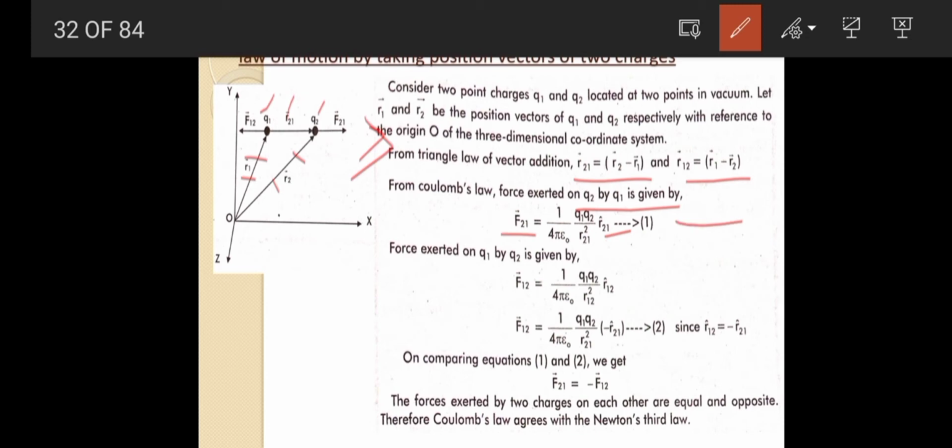Now the force exerted on charge Q1 by Q2, that we can call force F12.